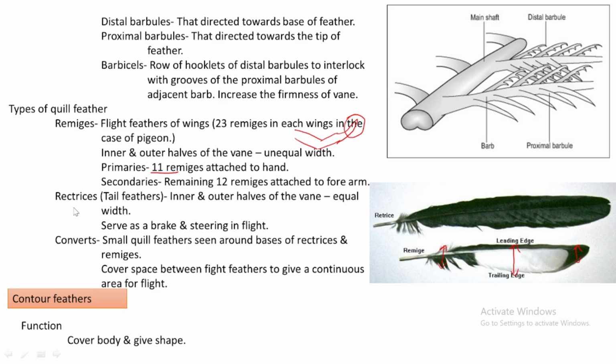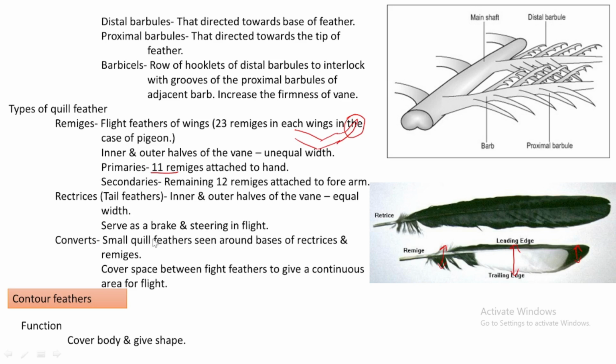Then rectrices. Rectrices means the quill feathers seen in the tail region. Here, this is a picture. The inner and outer halves of the vane are almost equal in width. It's not that much pointed. Then it serves as a brake and also for steering, meaning to change the direction of flight.